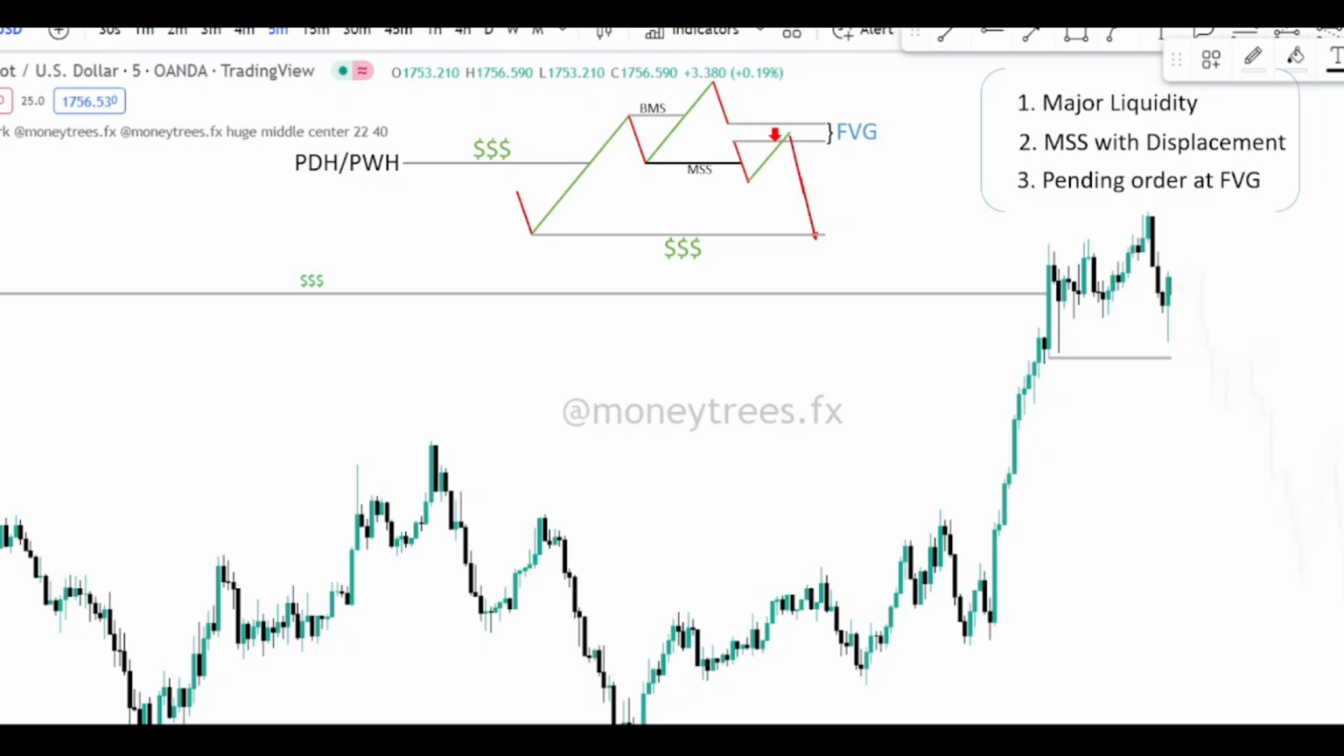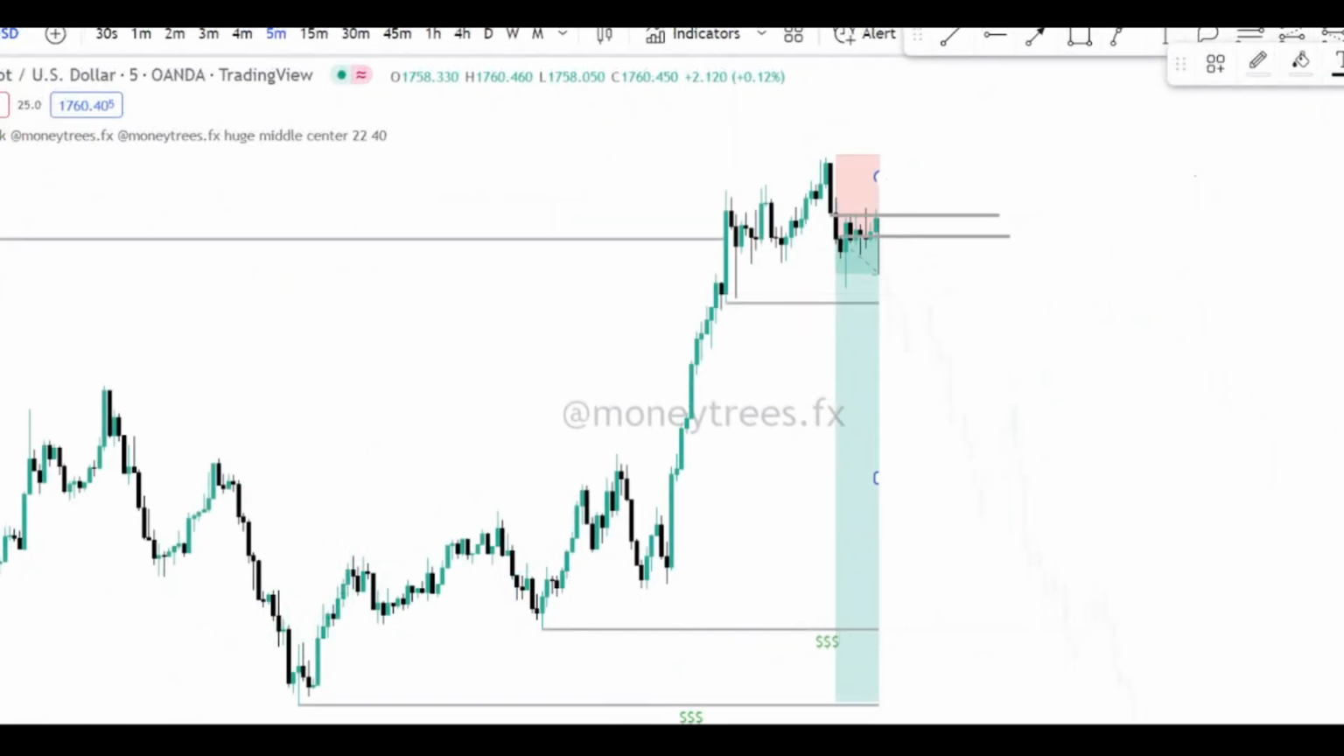We have the same condition. Price has already taken out major liquidity. So next, we have to identify the market structure shift with displacement. And finally, identify a fair value gap within that range and set your limit order and target the opposite side of the liquidity or the opposite side of the swings. So that's how your entry is going to look.